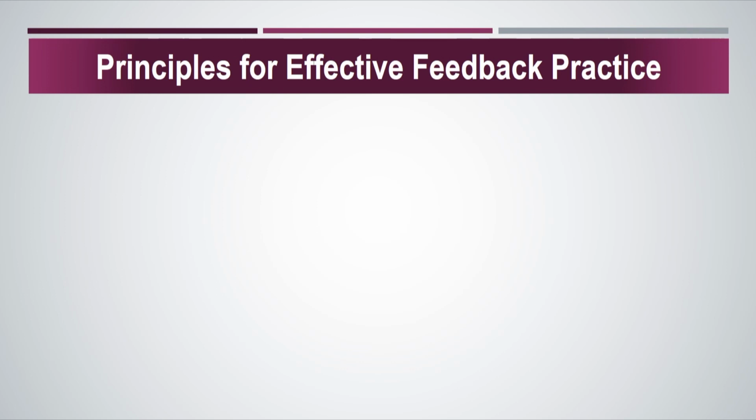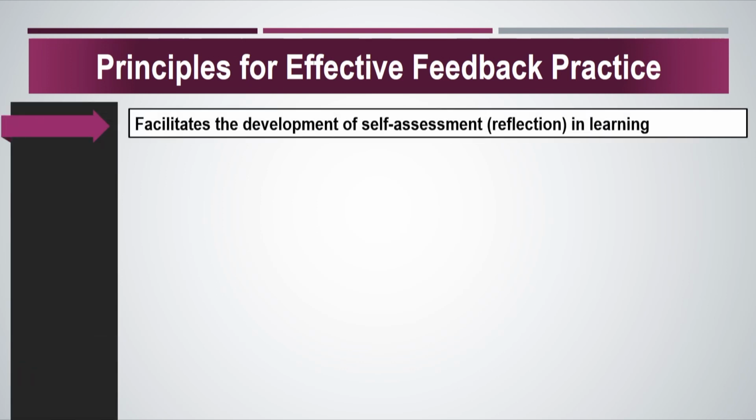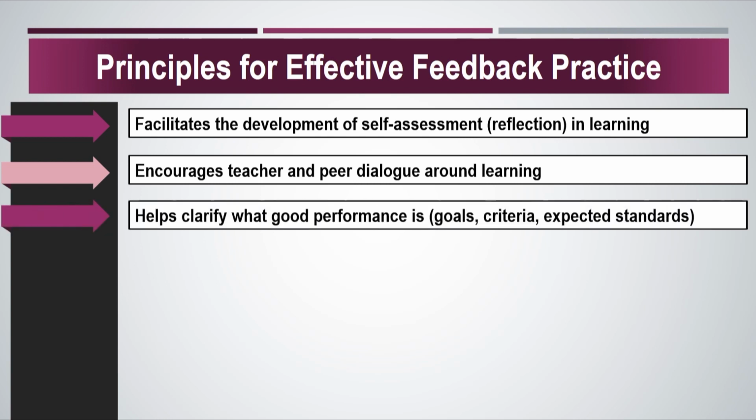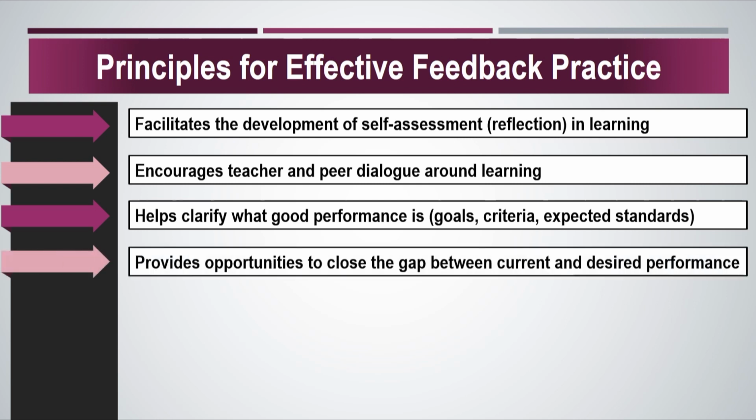Principles for effective feedback practice in an institution are: feedback facilitates the development of self-assessment in learning. It helps you to reflect back and see what you have done right, what you have done wrong. It encourages teacher and peer dialogue around learning. It helps clarify what good performance is in terms of goals, criteria, and expected standards. It also provides opportunities to close the gap between the current and the desired levels of performance.